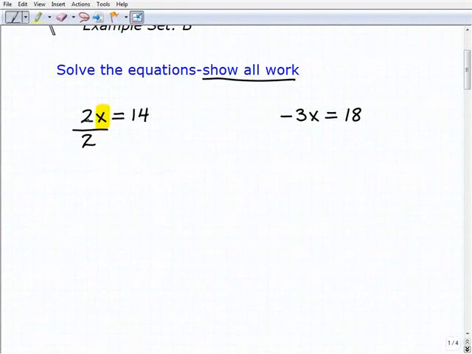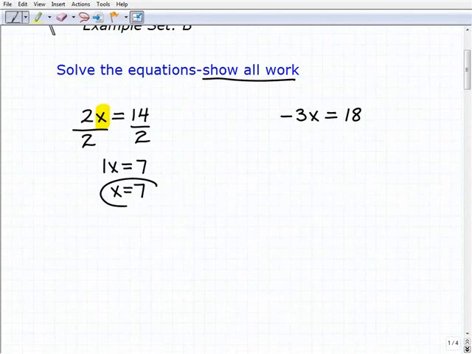So if I divide the left-hand side of the equation by 2, I also have to divide the right-hand side of the equation by 2. When I do that, I get 2x divided by 2, which is equal to 1x. 2 divided by 2 is 1, so I got my x there. And 14 divided by 2 is 7. So 1x equals 7 is the same thing as x equals 7, and that's it.